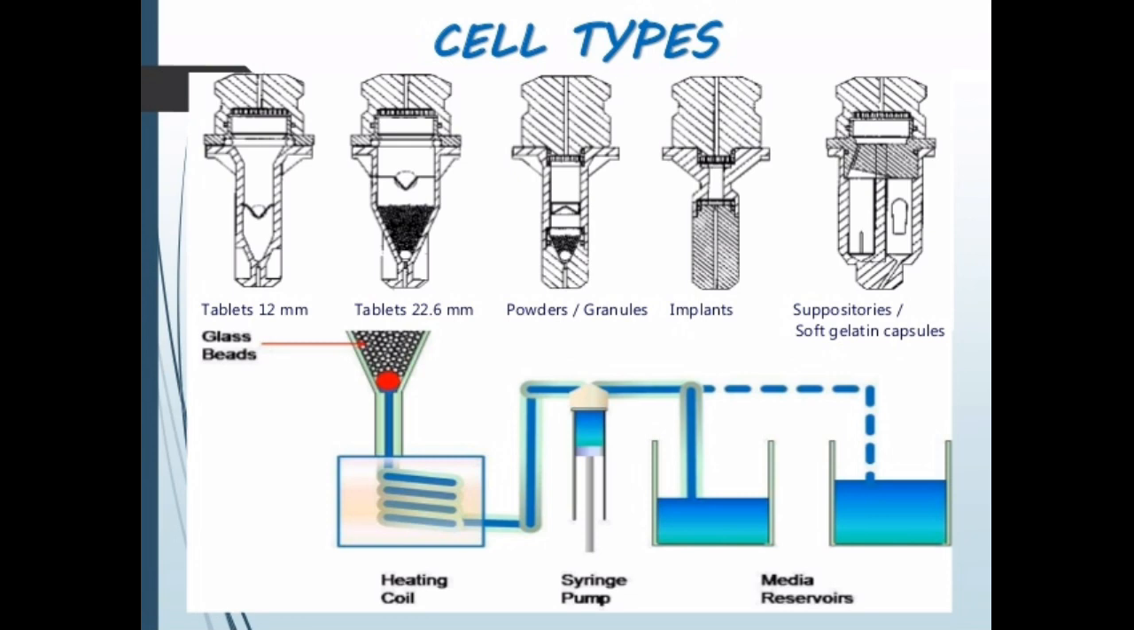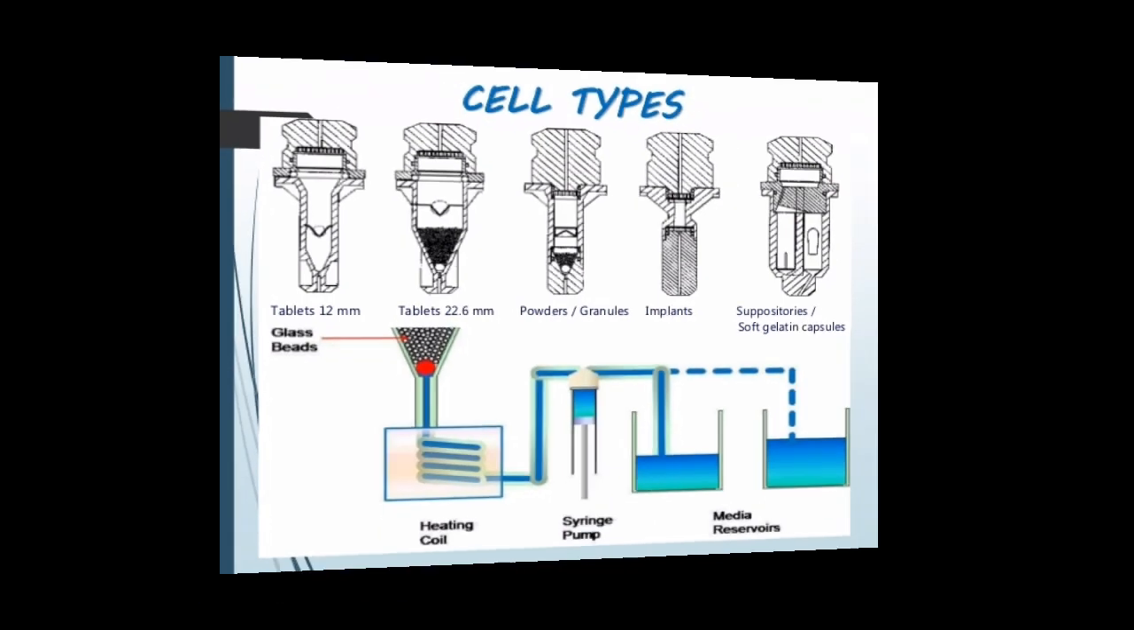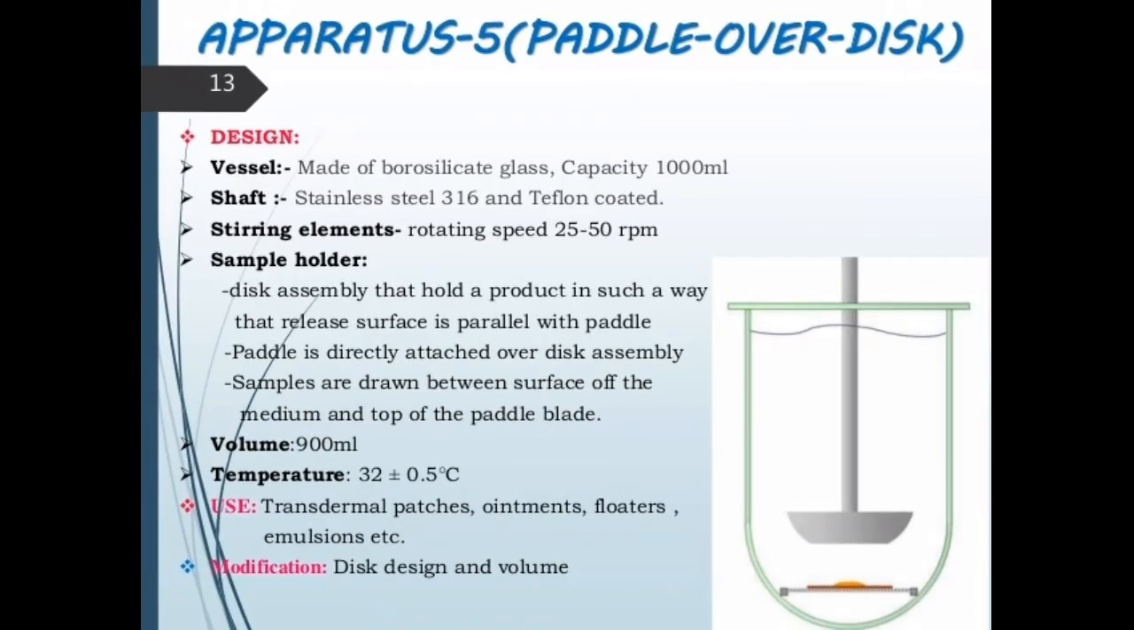We can see in the pictures tablets, 12 mm tablets, 22.6 mm tablets. For powders and granules, how flow through cells are arranged, implants, and for suppositories and soft gelatin capsules, we can see in this image.